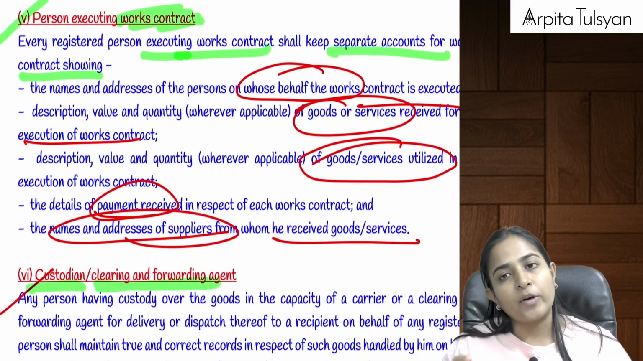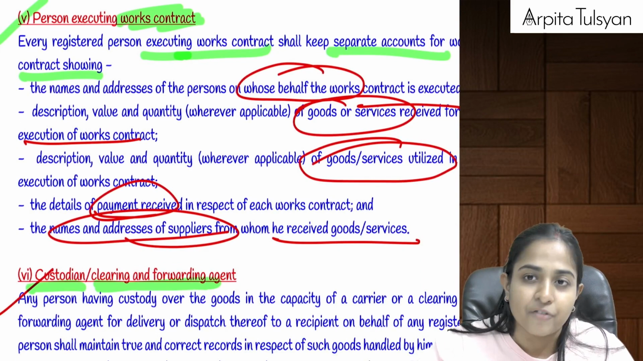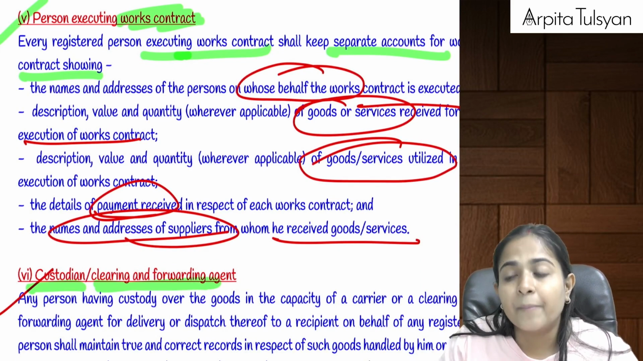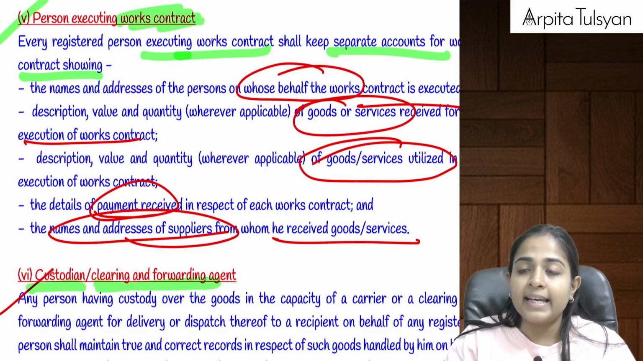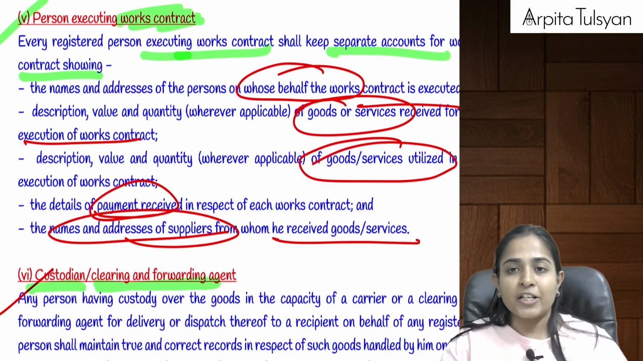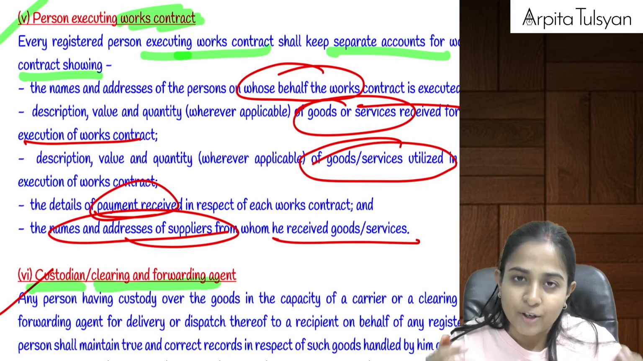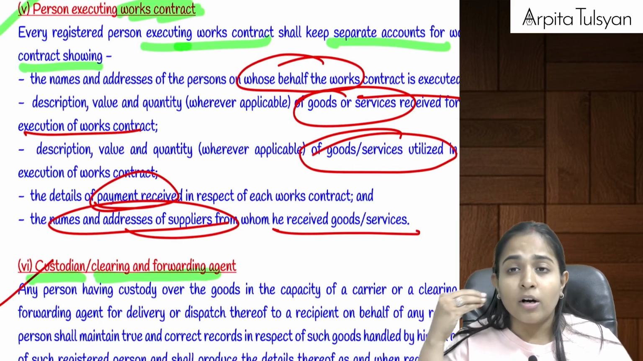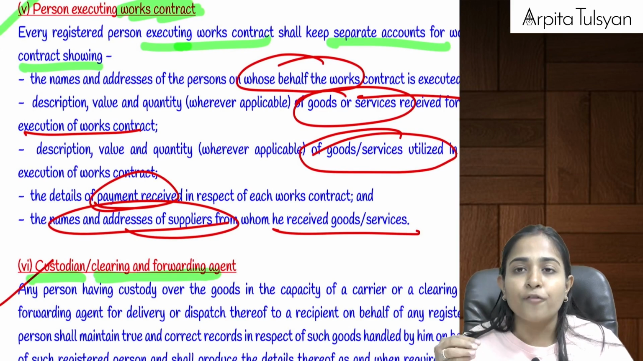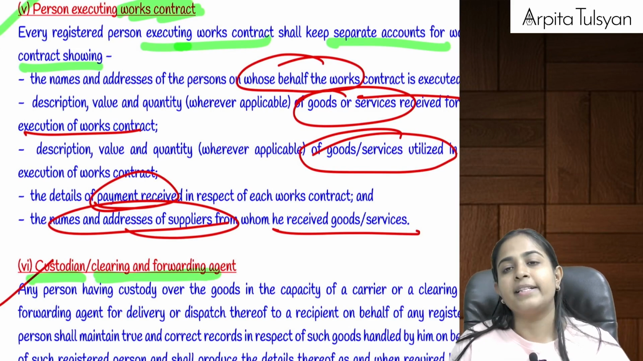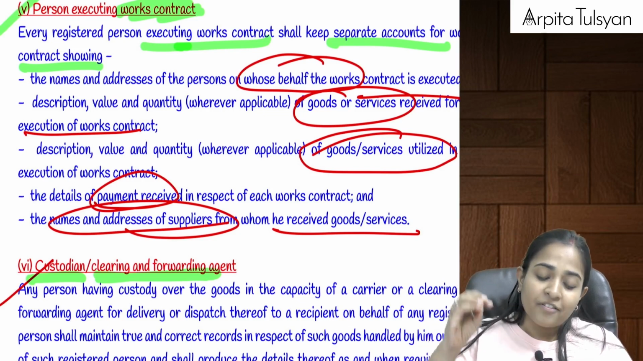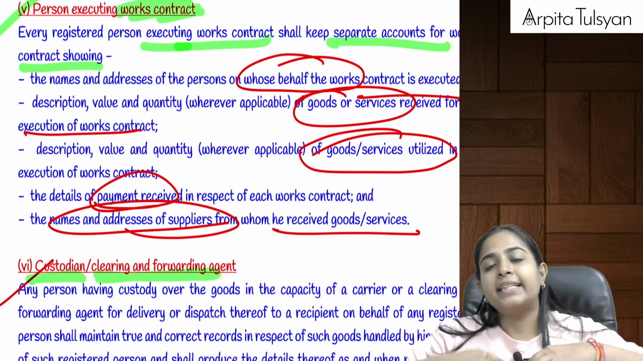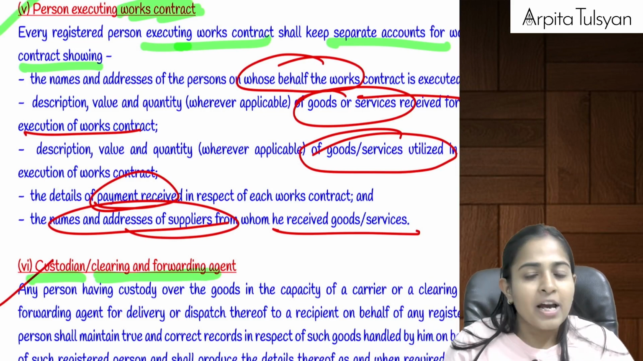Next point, important again: any person who is executing a works contract, building, labor, labor plus material, etc. Such a person will first maintain the name and address of the person from whom we have received the contract of doing this works contract. Then the description, value, and quantity of goods and services received for execution of the works contract. Then the description, value, and quantity of goods or services utilized. One was received and the next one is utilized for execution of the works contract.